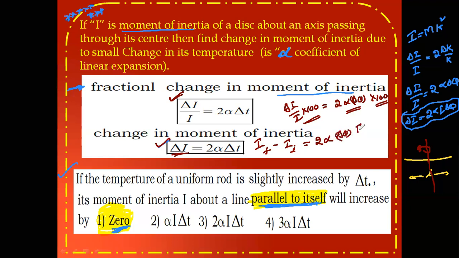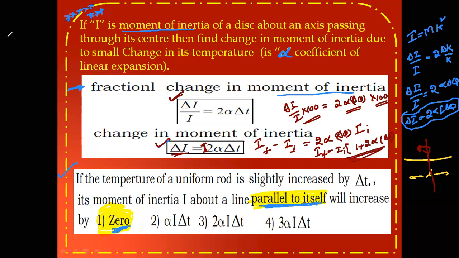into I, or you can take it as I initial. So here also I should be there. So if they ask the question, I_F is equal to I_I into 1 plus 2 into alpha into delta theta. These two formulae.